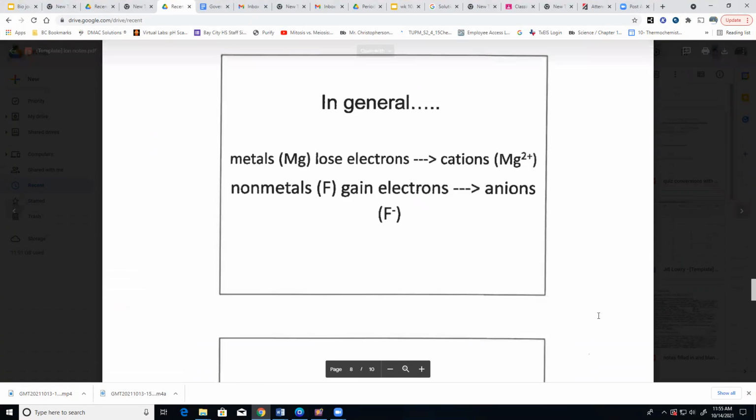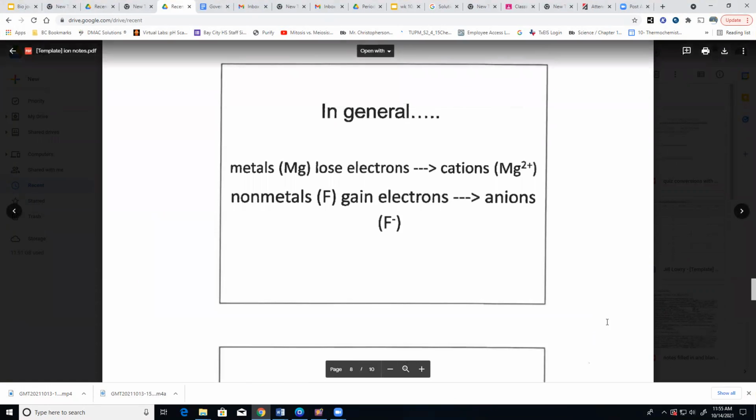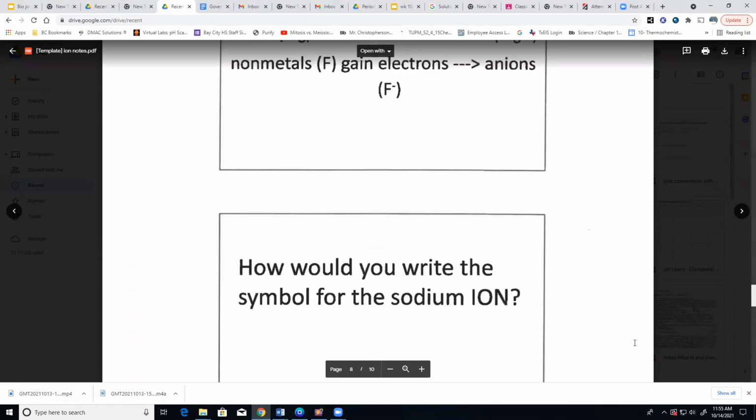So just kind of a statement. I think this just sums it up. Metals lose electrons and become cations, and nonmetals gain electrons and become anions.